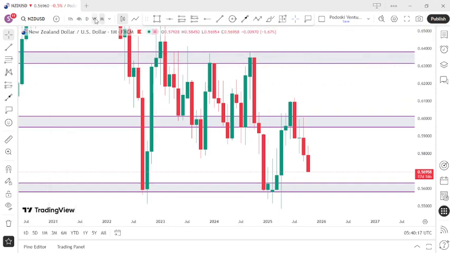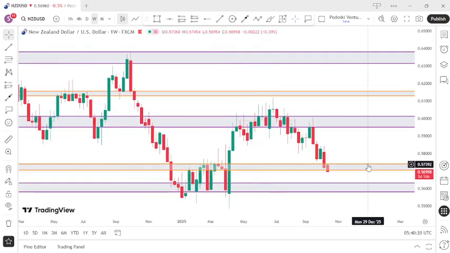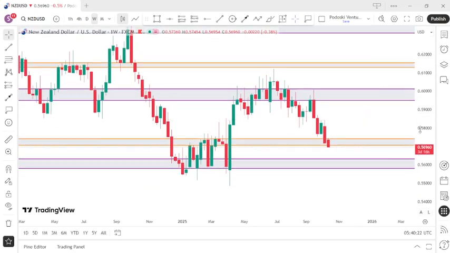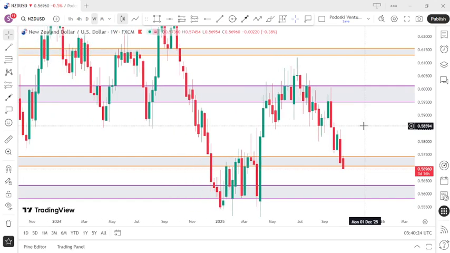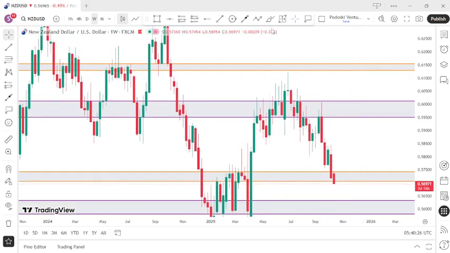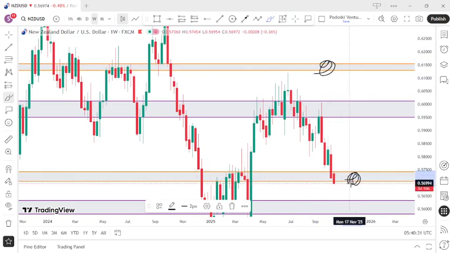So let's go over to the weekly time frame and see what price is doing. On the weekly time frame, I have my weekly upper zone here, weekly midway zone here.